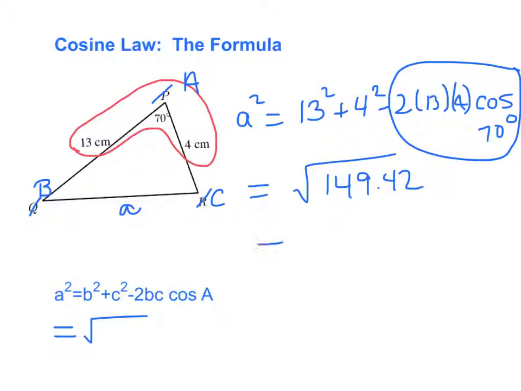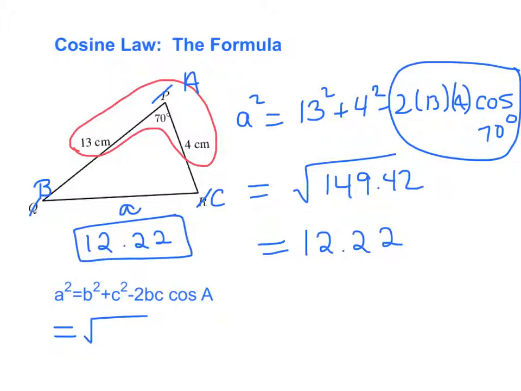149.42, and that is equal to 12.22 approximately. So 12.22 is the length of side A. That's really all there is to cosine law. Make sure you find your SAS or your hat, you plug it all in correctly, and you get your correct answer.